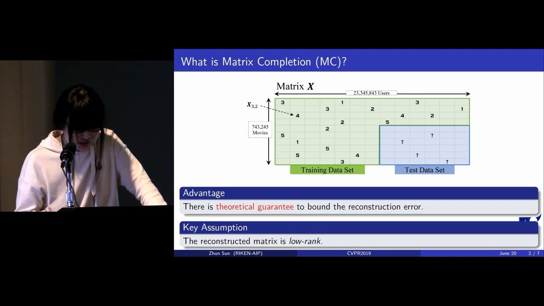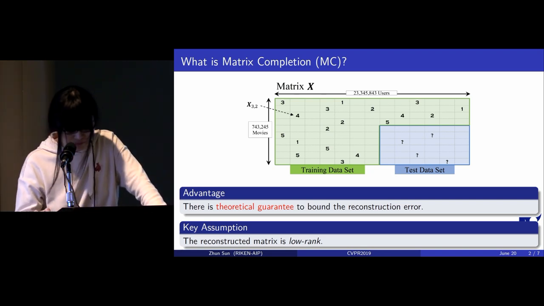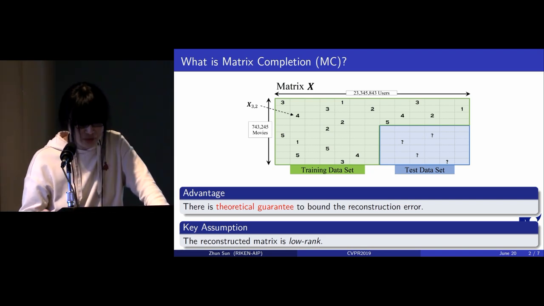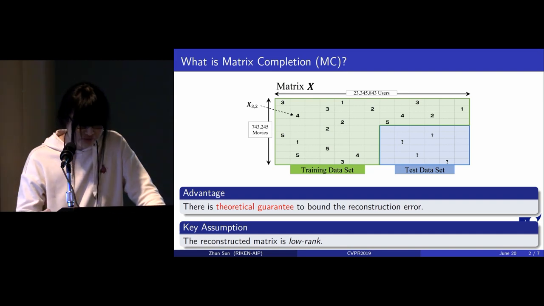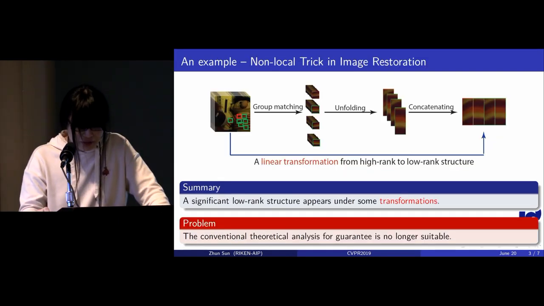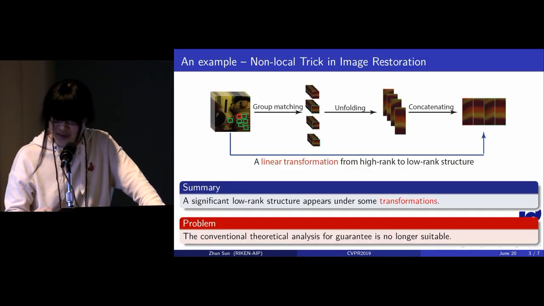But unlike GAN-based methods, which provide some realistic results, the advantage of matrix completion is the theoretical guarantees of the performance relative to the true results. And of course, the key assumption of matrix completion is the low-rank structure of the data.